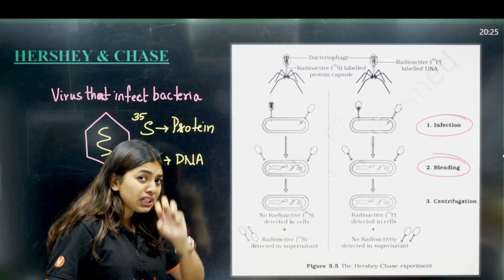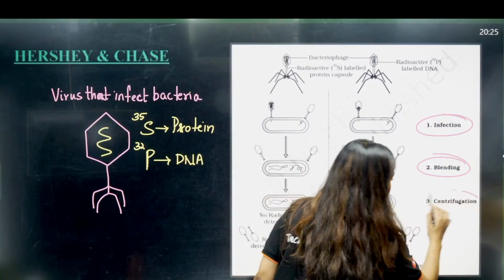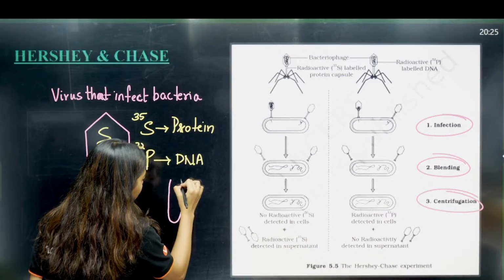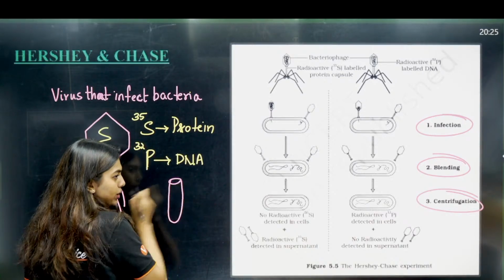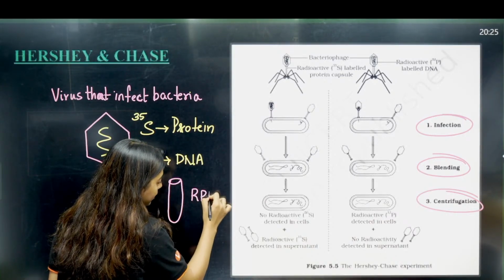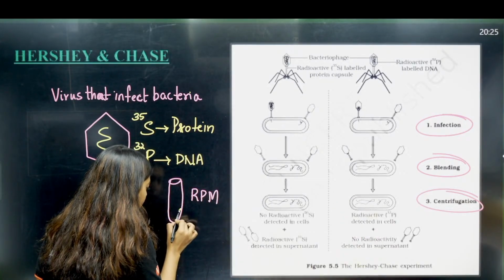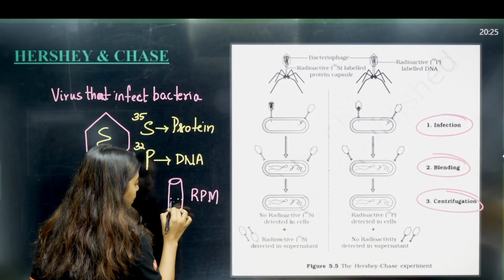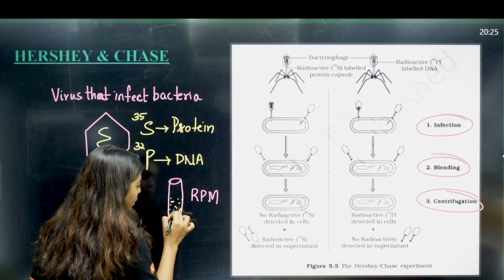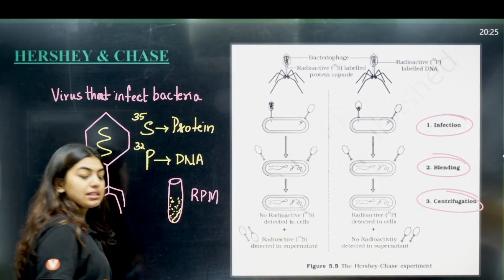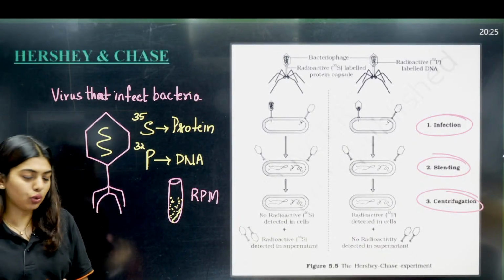After that, we will do a process called centrifugation. Centrifugation is a process where we take a centrifuge tube and rotate it at different RPM, and we will notice the heavier particles settling at the bottom and the lighter particles in the supernatant. The supernatant is the lighter part, and the pellet is the part which got settled below.